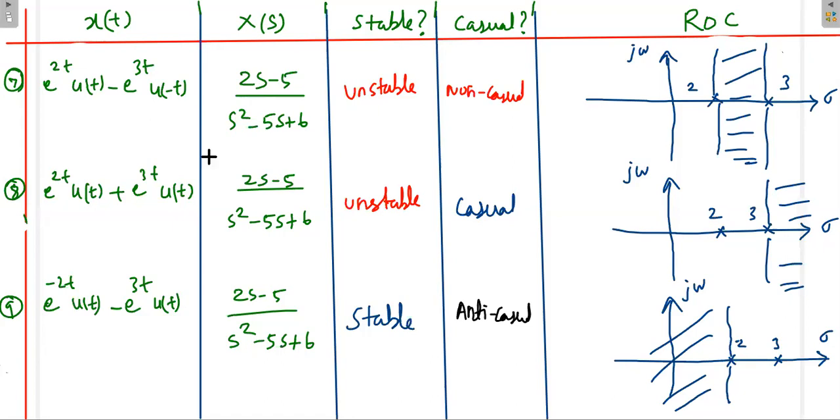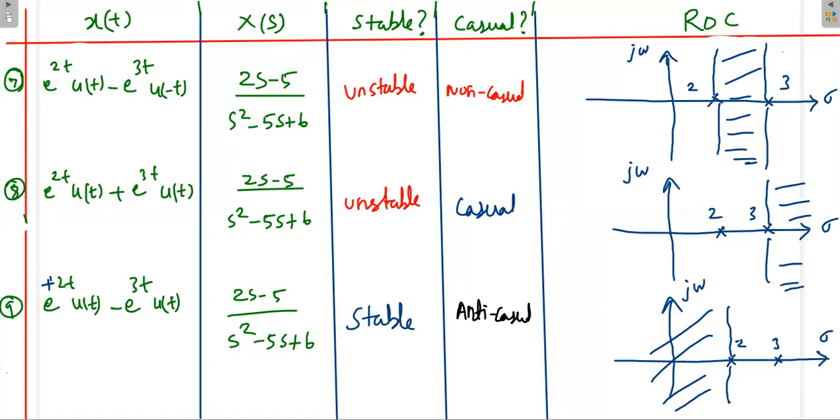Let me check. Okay, as we have written it wrongly, this is +2. So 2, 3. Then x of s is the same. I have chosen the plus and minus in such a manner because if you really put them randomly, you will get some random answer. But I have chosen it in such a way that you will get the same answer, and this will be differentiated by the different ROC.